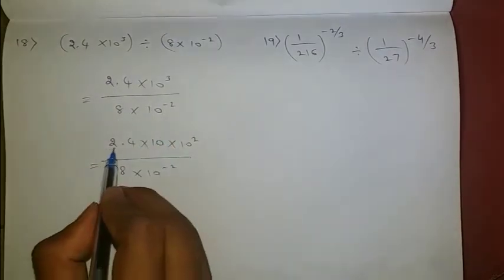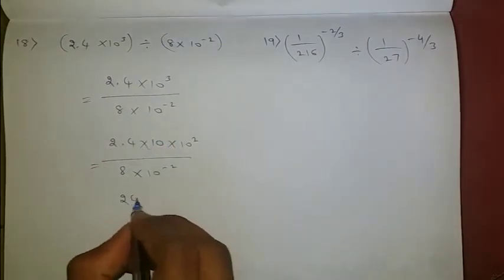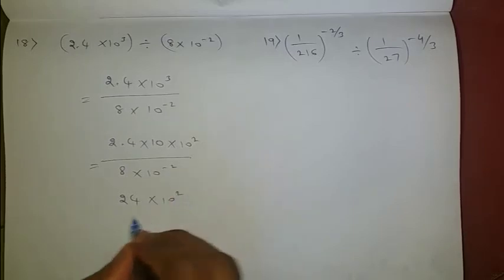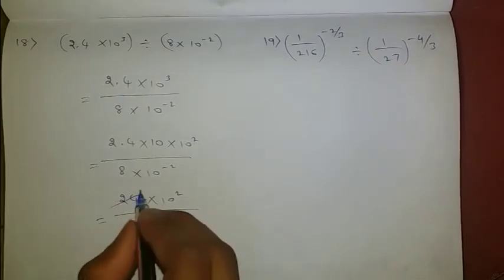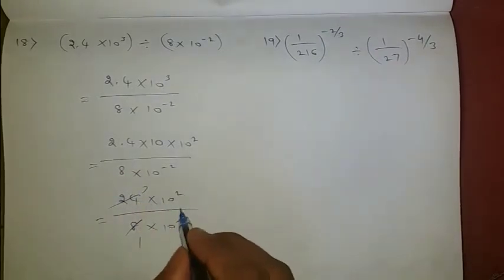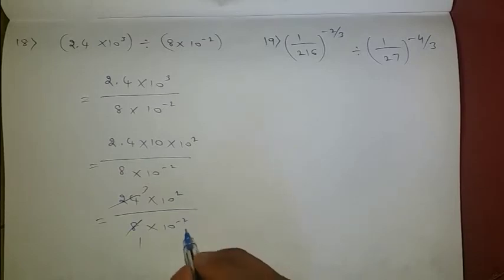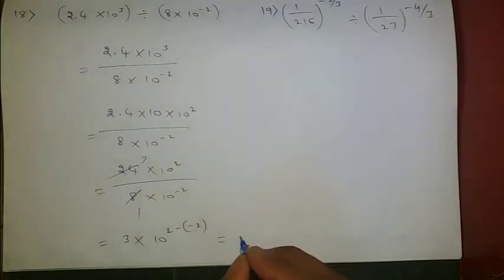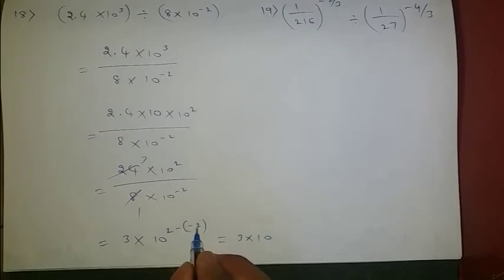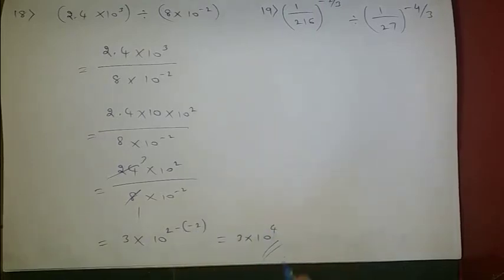Next, 2.4 into 10 is nothing but 24 into 10 square divided by 8 into 10 power minus 2. 8 ones are 8, 8 threes are 24. So now this 10 square by 10 power minus 2 is in the form of a power m by a power n. So we will get 3 into 10 power 2 minus of minus 2, which is nothing but 3 into 10 power 2 plus 2, that is 4. So 3 into 10 power 4.